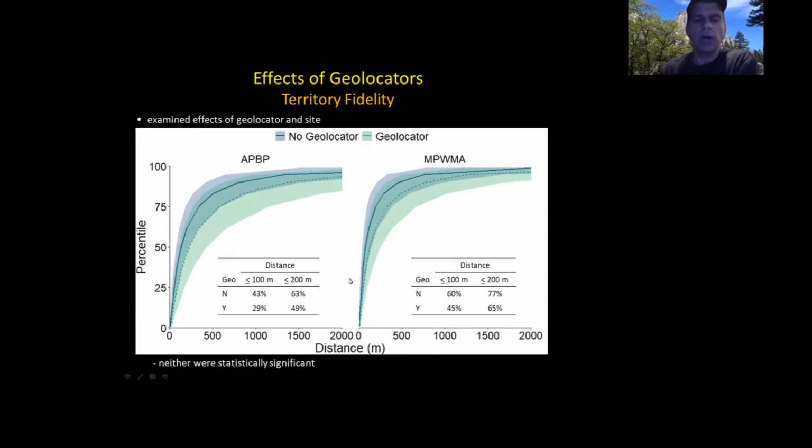These results suggest that geolocators are having a negative effect on territory fidelity, and that birds demonstrated less territory fidelity at the Pine Bush. However, again, neither of these effects, for either geolocators or sites, was large enough to be considered statistically significant.